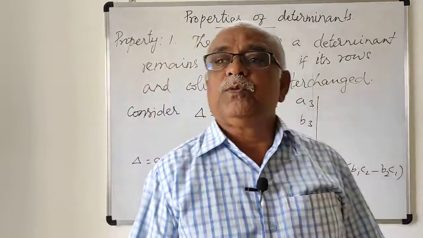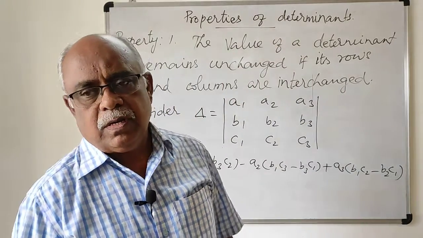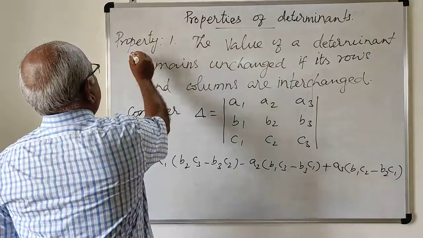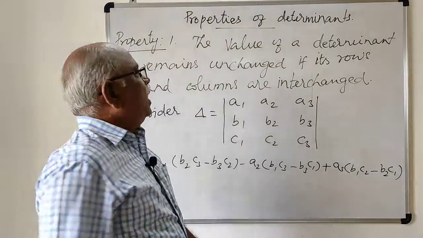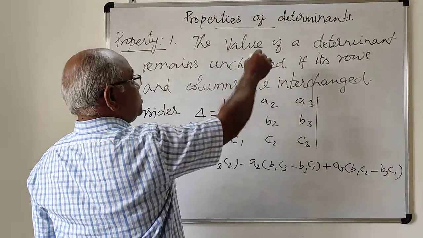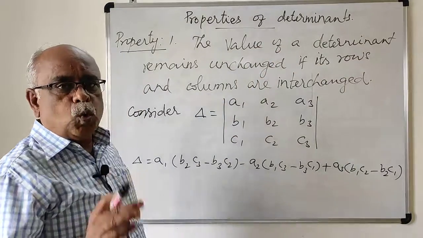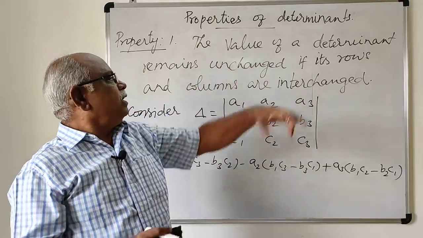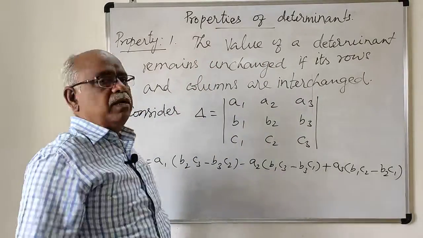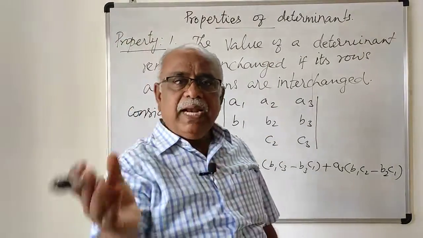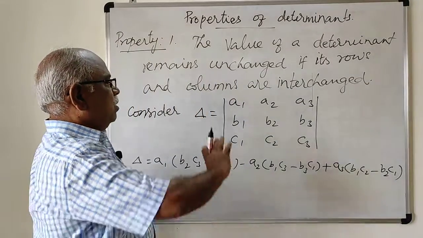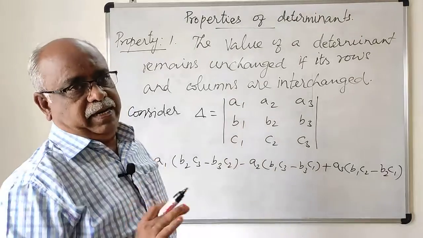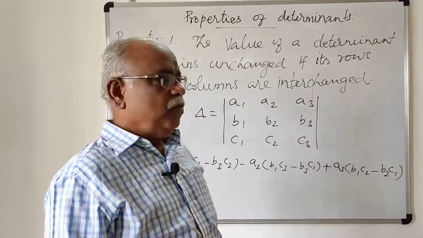There are some 5 or 6 properties for a determinant. We will see them one by one. Properties of determinant. First property: the value of a determinant remains unchanged if its rows and columns are interchanged. If the columns and rows are interchanged, the value of the given determinant is not altered. It remains the same. We will see.